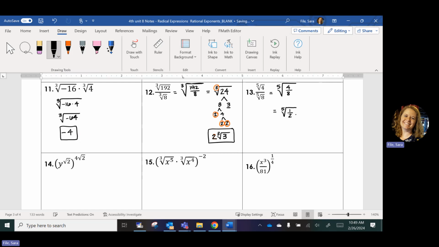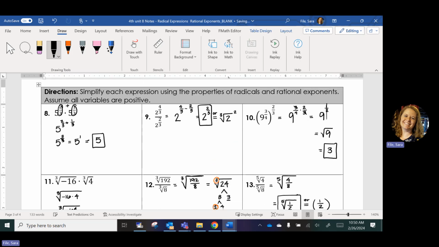Or how could I write this as a rational exponent? So 1/2 is the base, that's the number. What would the exponent be for a 5th root? How would that be written as an exponent? 1/5, very good.